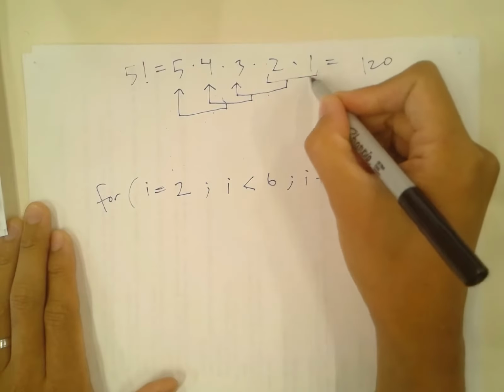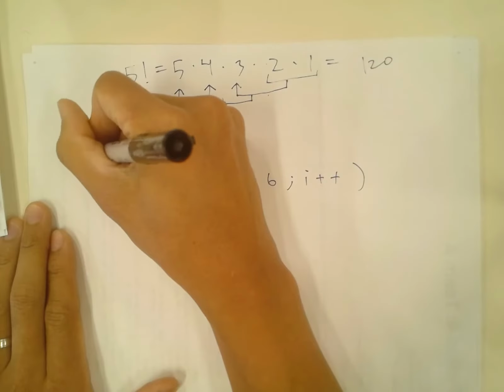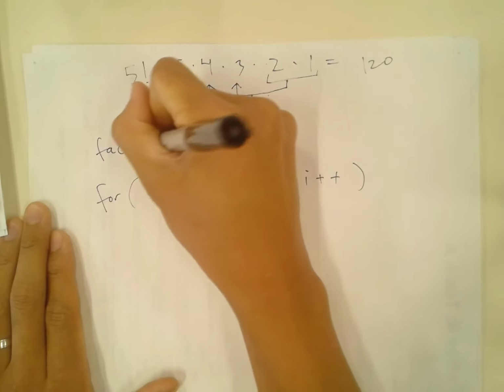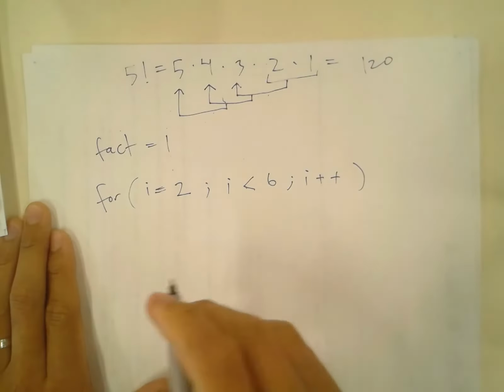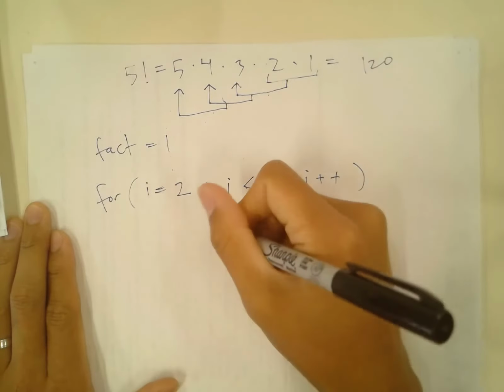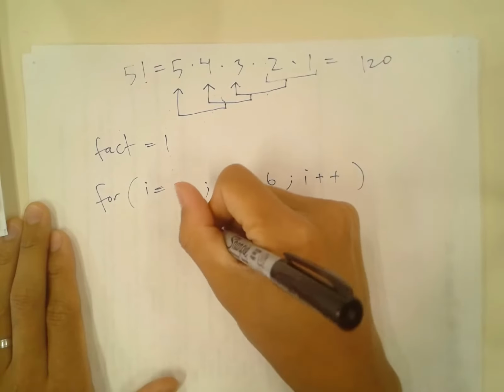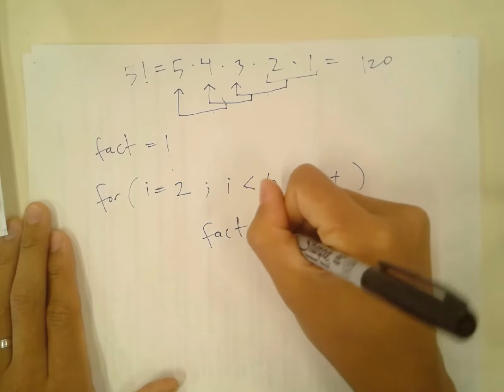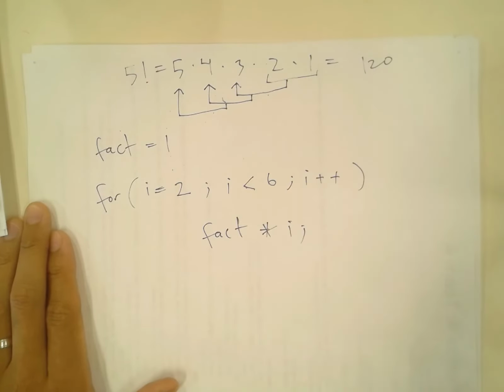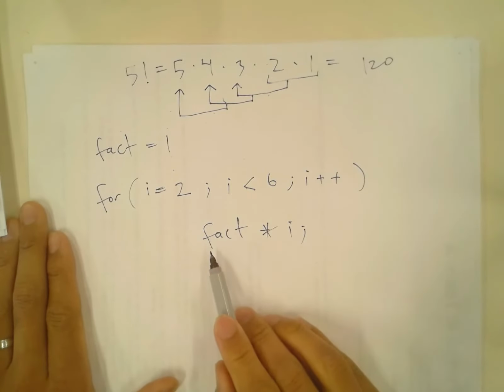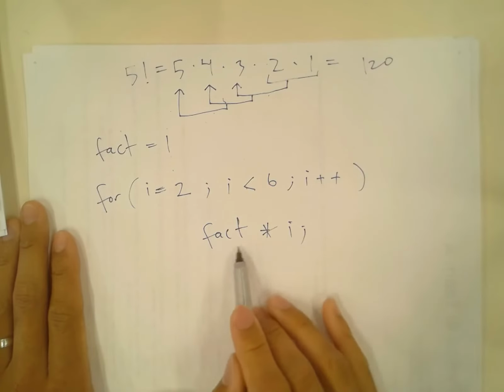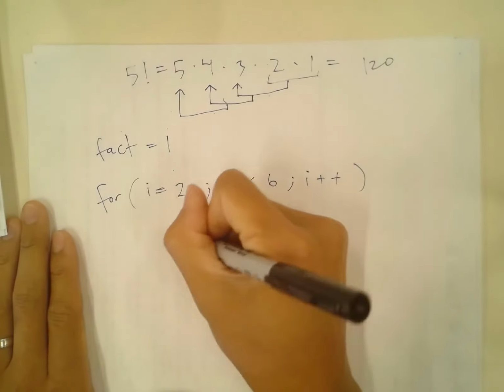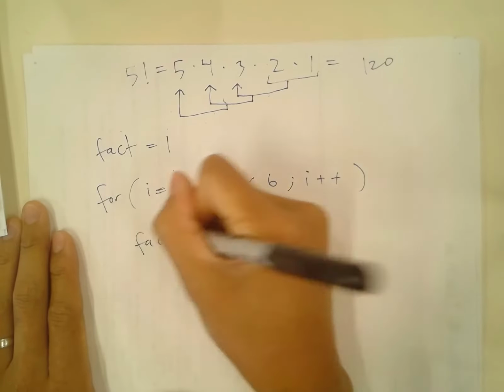And so now we need to have this starting value of 1, so we're going to make a variable called fact, and we're going to set it equal to 1. Okay, now here in the for loop, the equation that we want to do is fact times i, right? And the thing is that fact is going to be a counting variable, which means it's going to be on both sides of the equal sign.